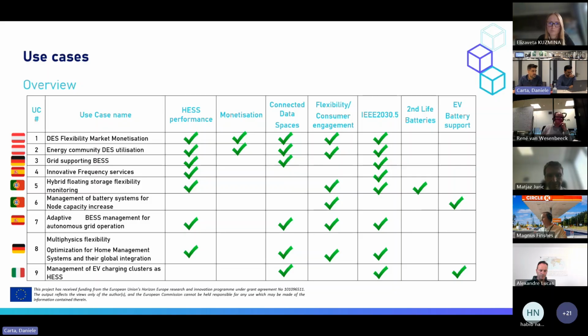In particular, we had 9 use cases, typically 2 use cases per each pilot. And as you can see by the columns, the pilots were focusing on different aspects, as I said. So hybrid energy system performances, in some cases, the monetization was explored, and so on and so forth. But I will go more in detail during the presentation.